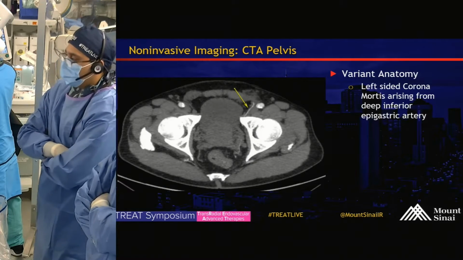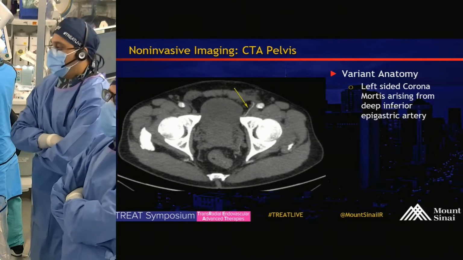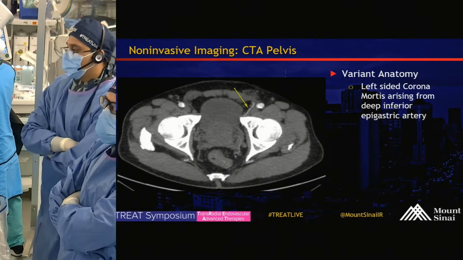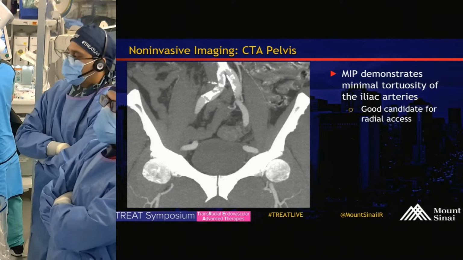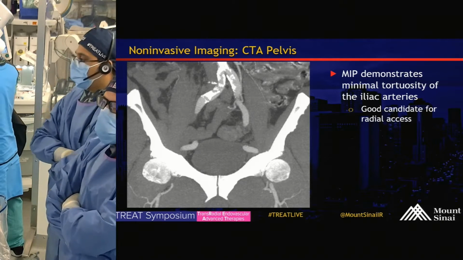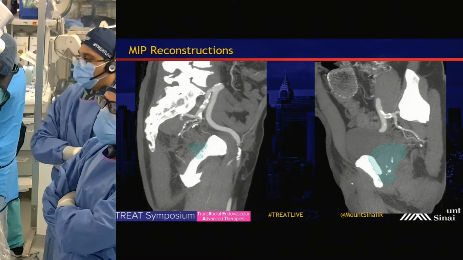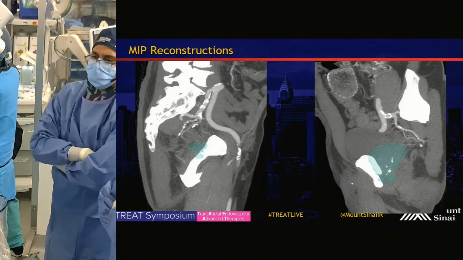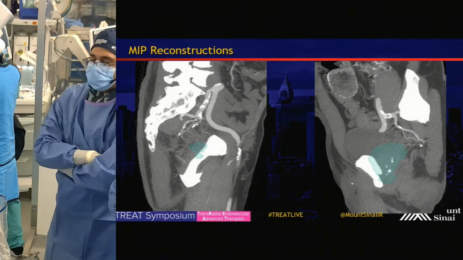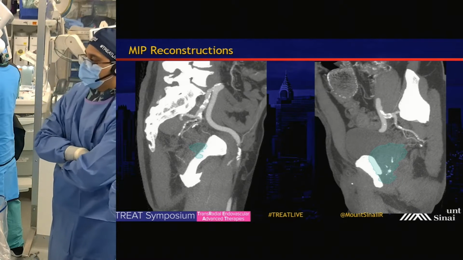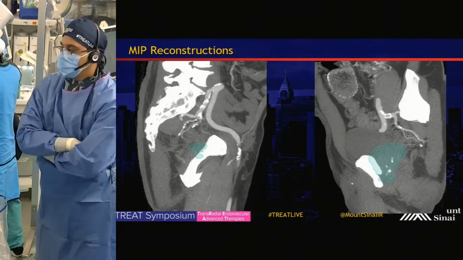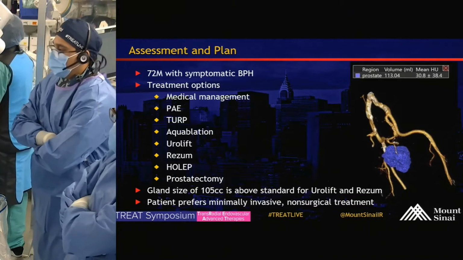We also noticed on the non-invasive imaging that he has variant anatomy. He has a left-sided corona mortis arising from the deep inferior epigastric artery, noted there by the arrow. The coronal MIPs demonstrate minimal tortuosity of the iliac arteries, which makes him a pretty good candidate for radial access. We also did a couple of MIP reconstructions in about 30-degree LAO and RAO to see the branching pattern of the internal iliacs. It's tough to say exactly where the origin of the prostate artery comes off, but we think maybe on one side it might be a type 4. We'll see intraop.